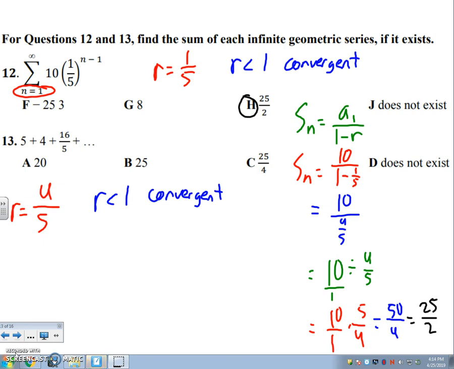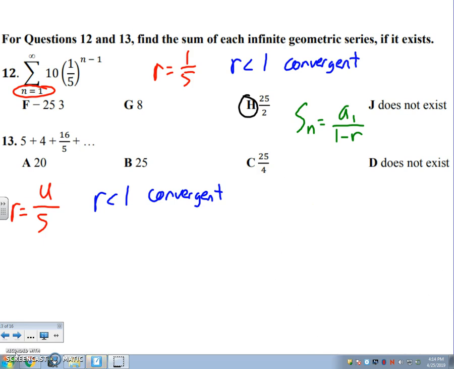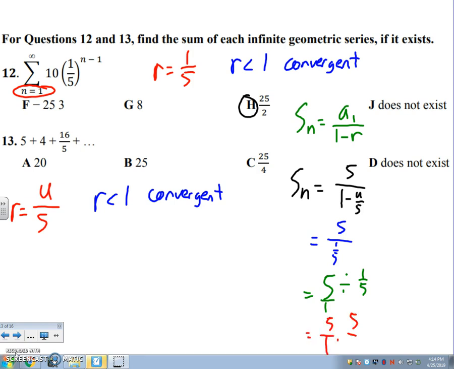Alright, so now I'm going to use the formula. So I'm going to go back to this. I'm just going to fill it in. So a sub 1, we now have the first term. The first term is 5 over 1 minus 4 over 5. We can figure that out. You can type it in a calculator or you can do it by hand. 5 over 5 minus 4 over 5 is 1 over 5. This gives me 5 divided by 1/5. Again, we don't divide by fractions, we multiply by the reciprocal. So this is 5 over 1 times 5 over 1, which is 25. So the sum of that infinite geometric series is 25. That is B.